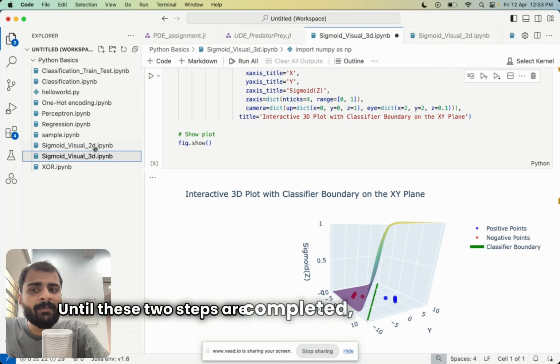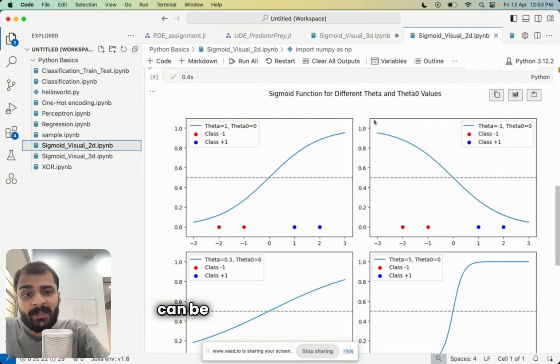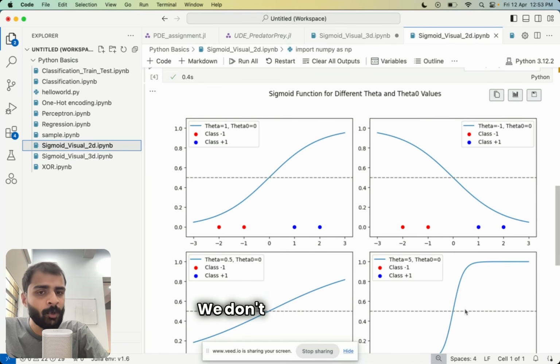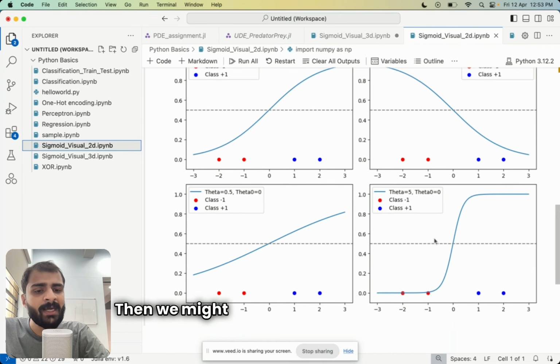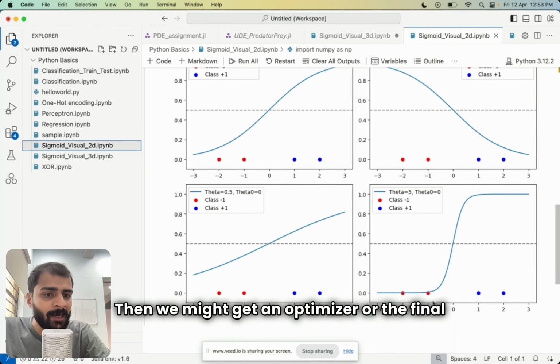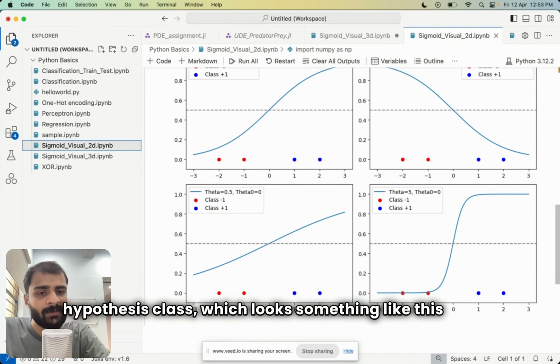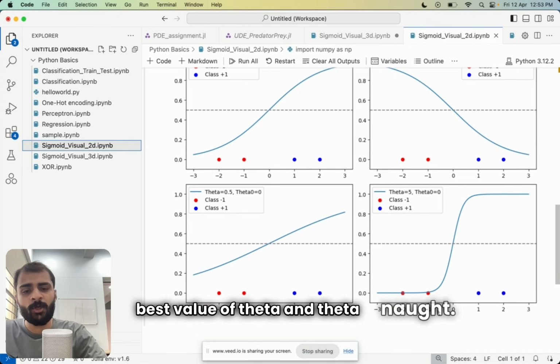Until these two steps are completed, the hypothesis class can be this or this or this or this. We don't really know. We will optimize it only when the loss function is minimized. Then we might get the final hypothesis class which looks something like this, for the best value of theta and theta naught.